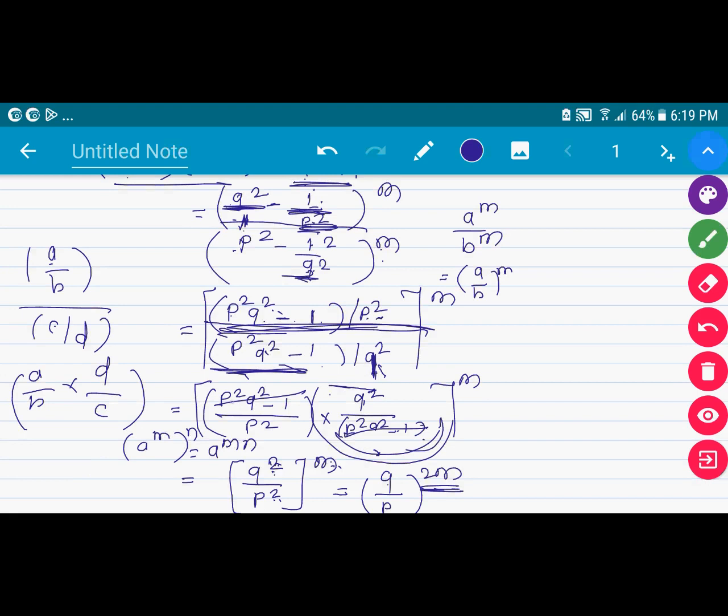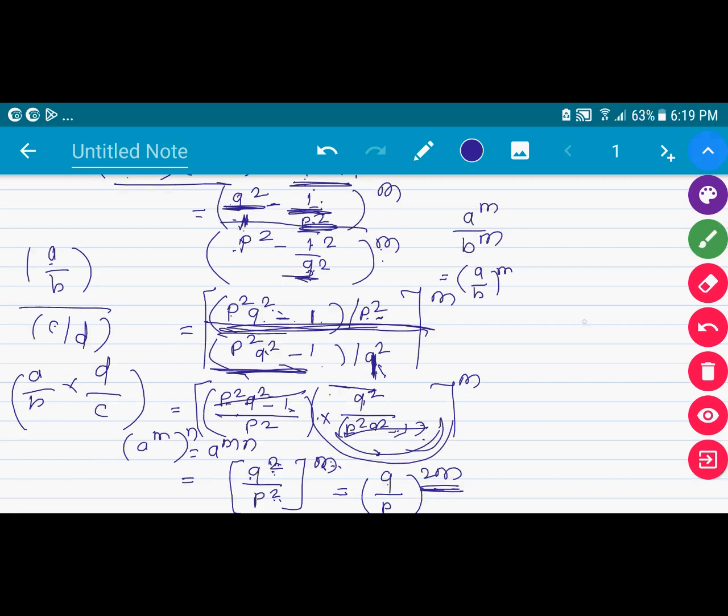So common p square q square minus 1, p square q square minus 1 will get cancelled. So what is remaining? Only q square upon p square raised to m. So 2 can be taken out common. So it becomes q upon p raised to 2m. समझ में आया? थोड़ा थोड़ा. Can I explain it again?